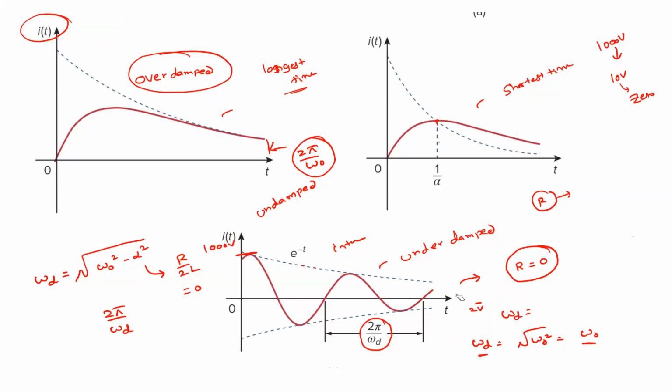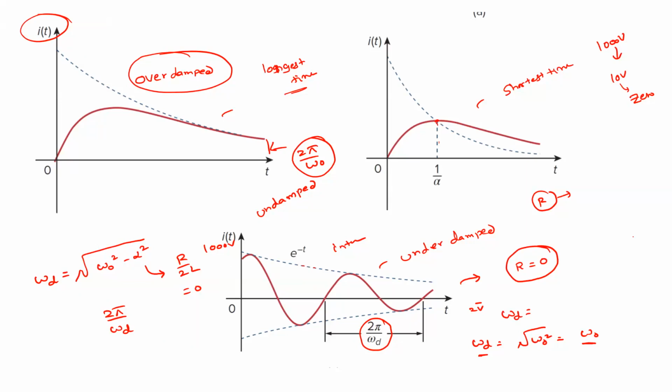Ideally it requires infinite time, but as we already saw when defining the time constant, after 5 time constants the value is practically 0, somewhere around 0.04% only. So practically we treat that as 0 volts or 0 amperes current.